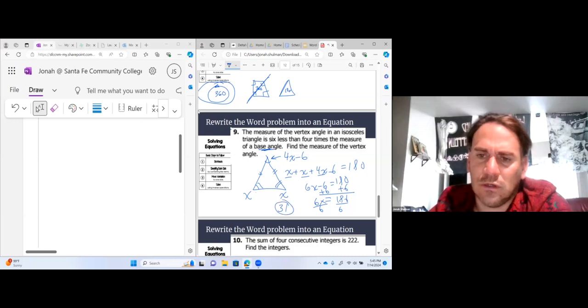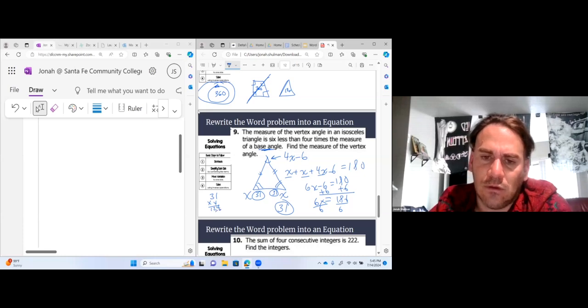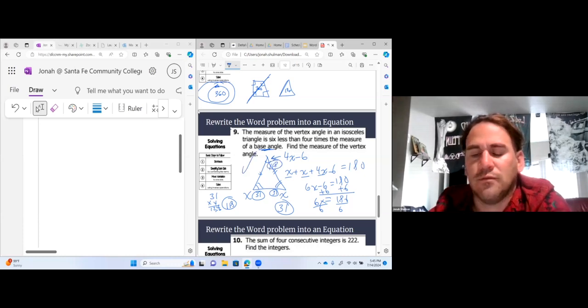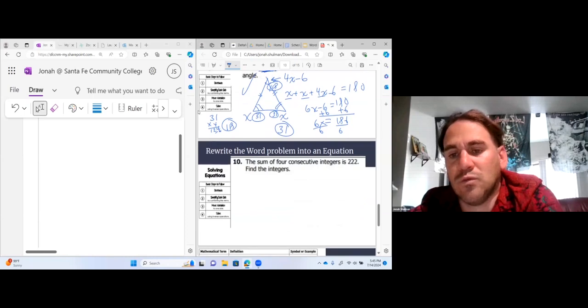31 degrees here. 31 degrees here. And 4 times 31 is 124. Then we got a minus 6 from that, so it's 118. And guess what happens? If we add all three up, we will get 180. Ta-da!